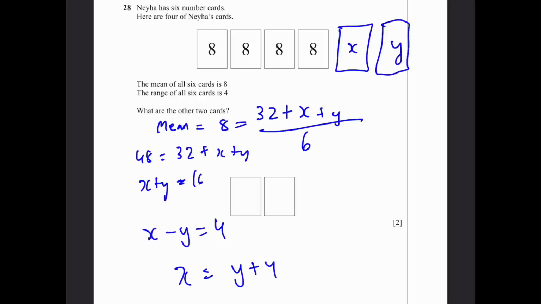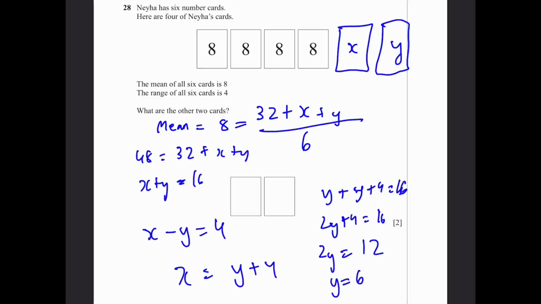And now we can substitute that into x plus y equals 16. So y plus 4 plus y is equal to 16. And then 2y plus 4 equals 16. 2y equals 16 minus 4, 12. y is equal to 6. x plus y is 16. x equals 10. So x is 10 and y is 6, and these are the 2 cards.